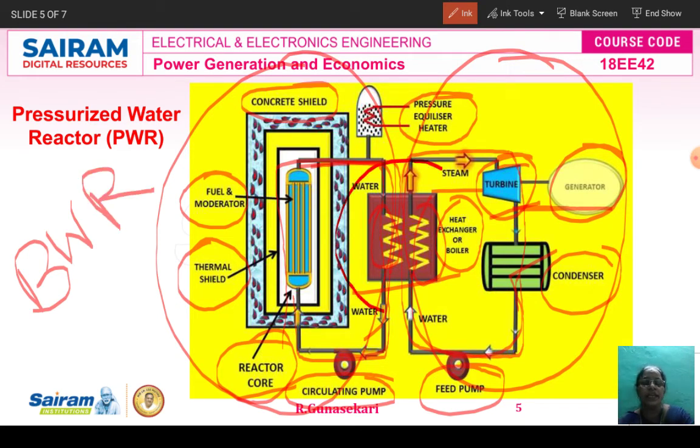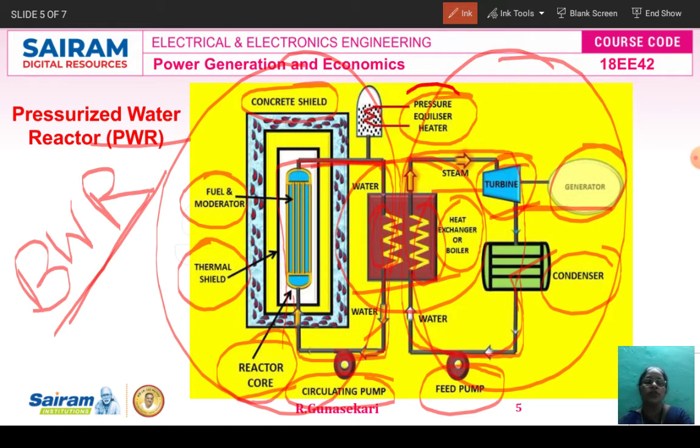The heat exchanger. The heat exchanger is not used in the boiling water reactor but is used in the pressurized water reactor. The pressurized water reactor is also one of the types of power reactor. Even the boiling water reactor is one of the types of power reactors. Okay, so the difference is here in the boiling water, the water is boiling. Here the water is pressurized.